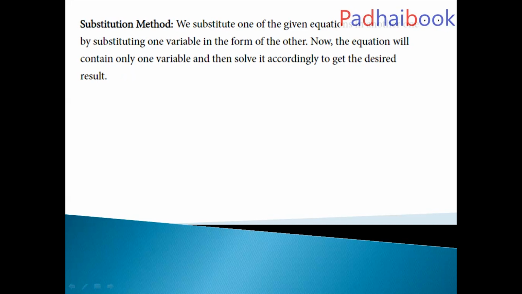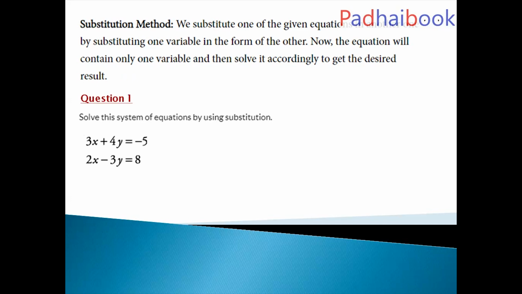As the word says, substitution method, what we do here is we are given two equations. We find from one of the equations the value of one variable in terms of the other variable, and then we substitute the value of that variable in the second equation. So let's take the first example. Solve the system of equations by substitution. 3x plus 4y is equal to minus 5, 2x minus 3y equal to 8.